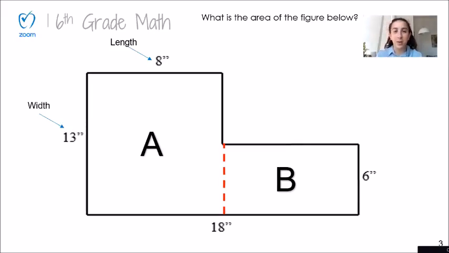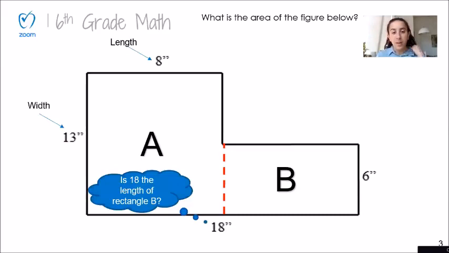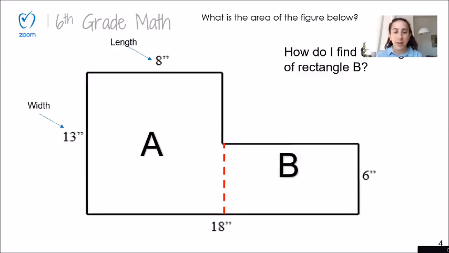So how can I find the length of rectangle B? Take 30 seconds on your own to see if you can find the length of rectangle B. We're going to walk through this together because this can be a little challenging to see. I already said that I know the length of rectangle B is not 18 because 18 is the entire length of both rectangles A and B. So I need to look at what information is given to me in my rectangle so that I can find the length of rectangle B.